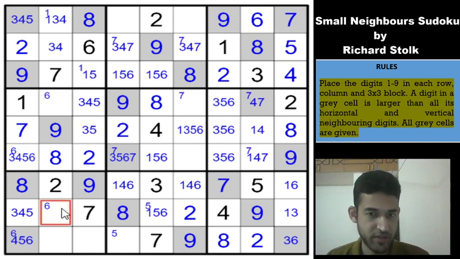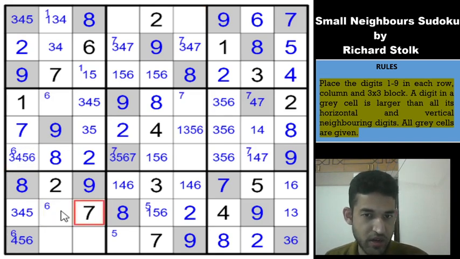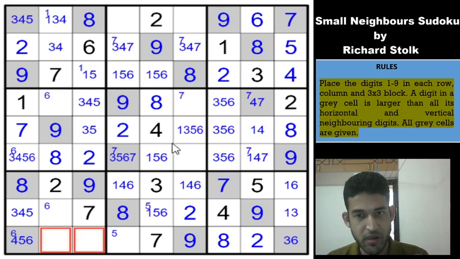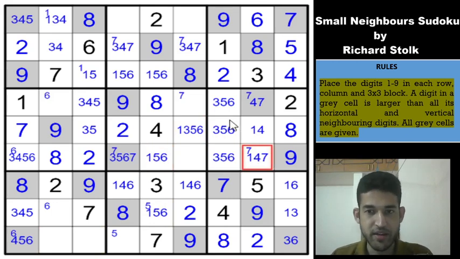Can I have the 6 here? Yeah, this is next to a 7 and this lower, so not a problem. These two cells must be 1, 3, 4, 5. Okay. Am I missing something very simple here?